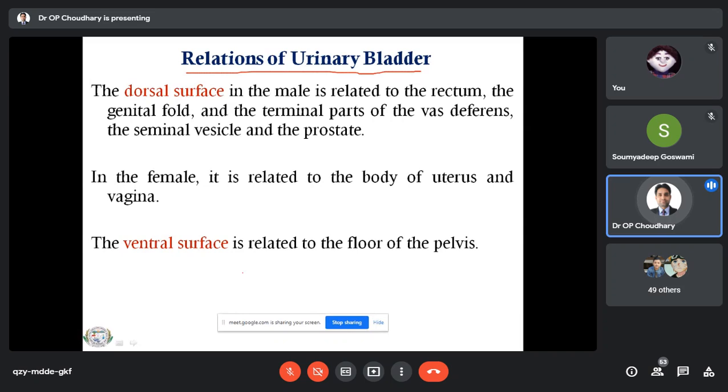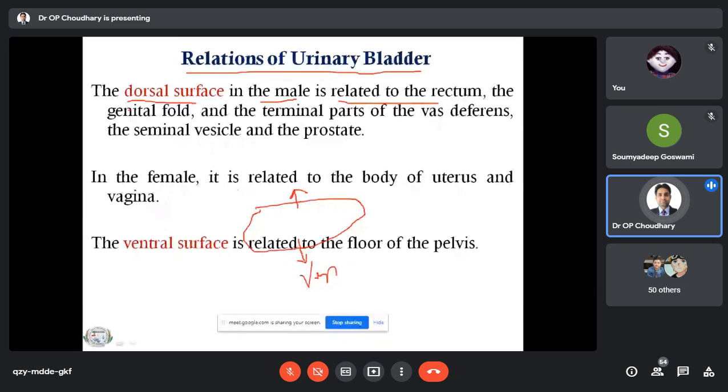So if you draw one urinary bladder here like this, this is called the dorsal or superior part of the urinary bladder, and this is called the ventral or inferior part. The dorsal surface in the case of the male is related to the rectum, meaning in the male there is the rectum just dorsal to the urinary bladder, the genital folds, the terminal part of the vas deferens, the seminal vesicle and the prostate gland. So these are the organs which are present dorsal to the urinary bladder in the case of the male.